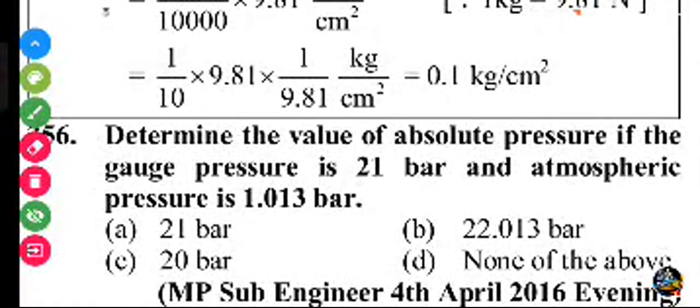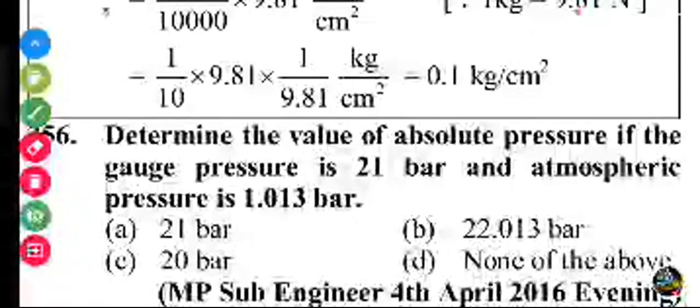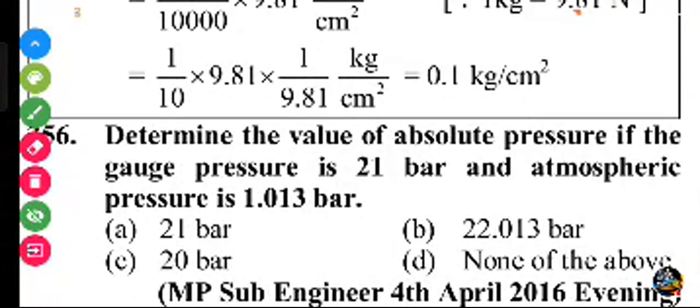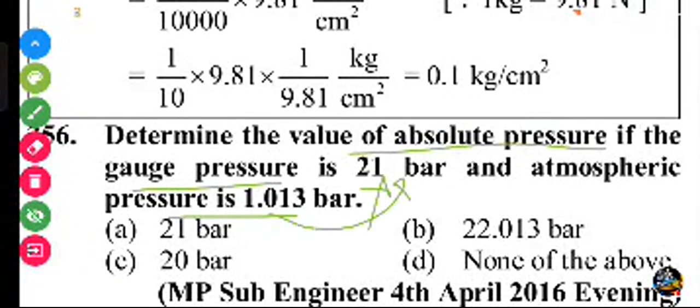Next question: determine the value of the absolute pressure if the gauge pressure is 21 bar and the atmospheric pressure is 1.013 bar. We know the absolute pressure equals the gauge pressure plus atmospheric pressure. So the summation of these two is 22.013 bar.